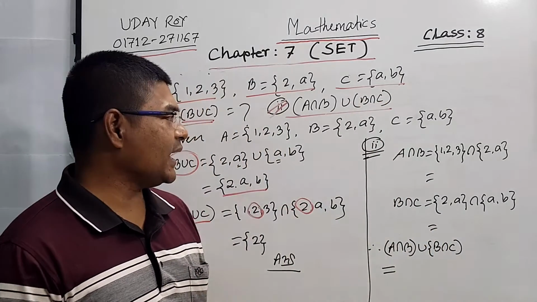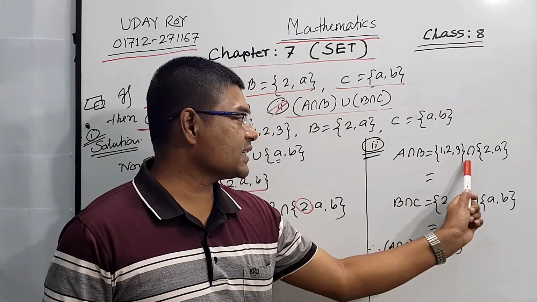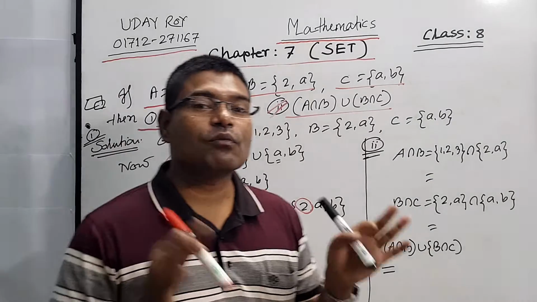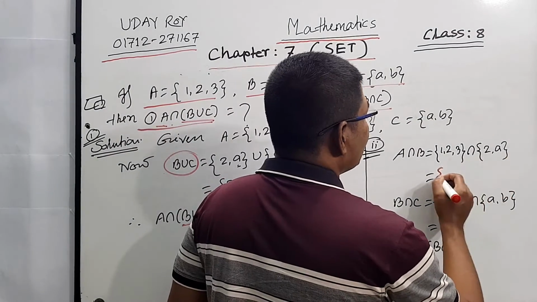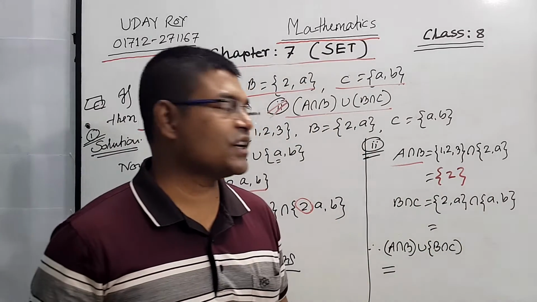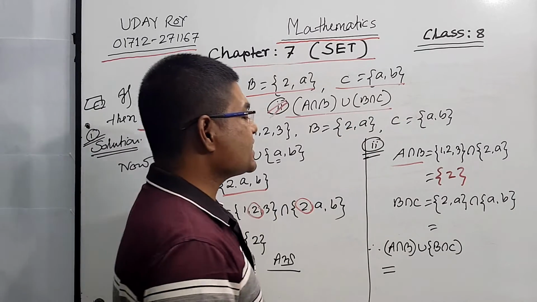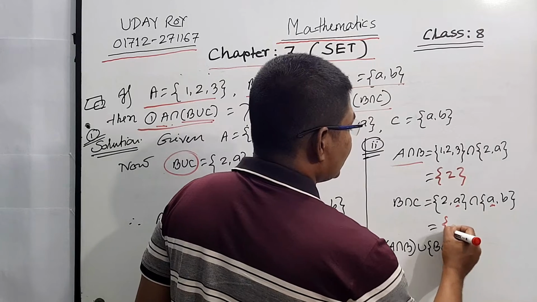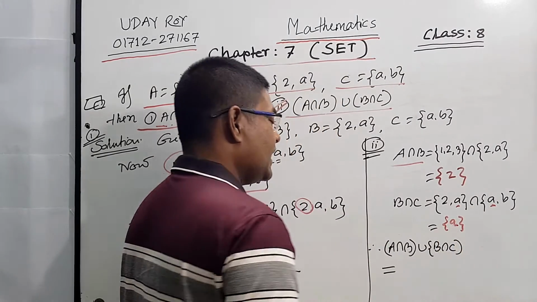Okay, let's come back. A intersection B. A is 1, 2, 3. B is 2 and a. Now, intersection means only common. So the common one is only 2. So we have got A intersection of B. Now find out B intersection C. Here a is the common part. So we have got a.